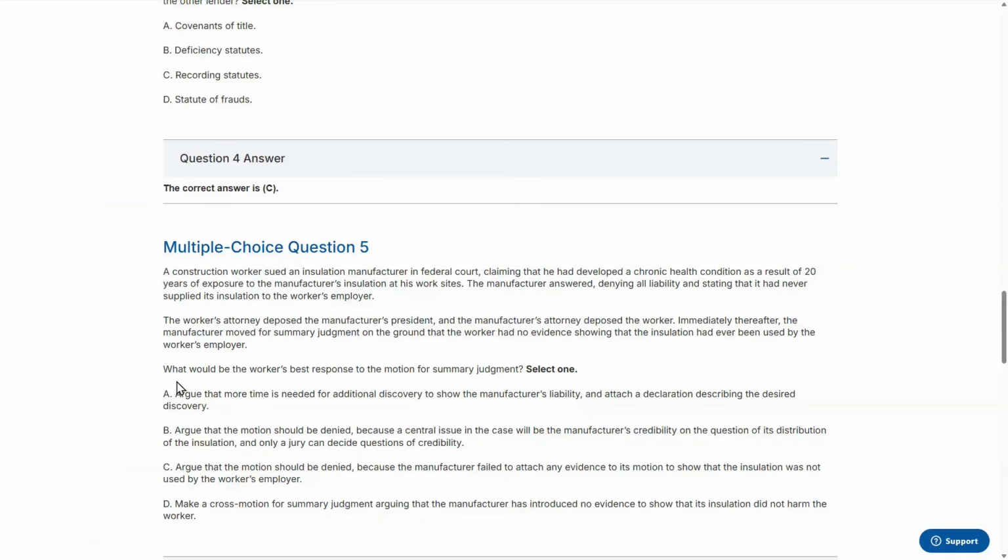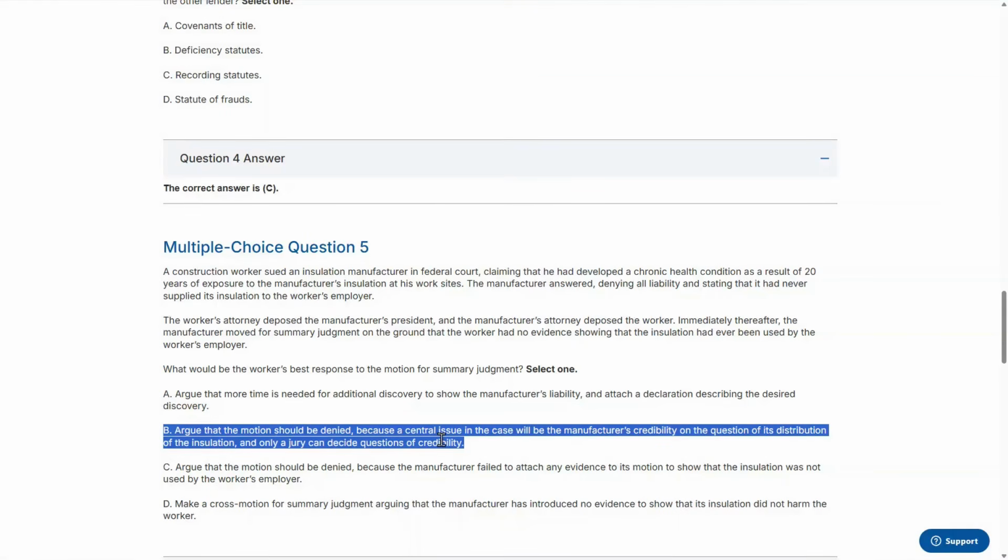So I think we can get rid of some distractors off the bat. Summary judgment is not about credibility. So option B is talking about credibility and a question of jury, and whether a jury can decide such questions. I don't think this is the best answer.